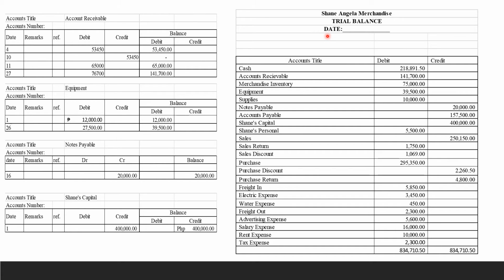So, depende. Yung ating unang part is the account title. Ito yung mga cash hanggang sa tax expense. We have debit column and credit columns. Ngayon, linawin lang natin.